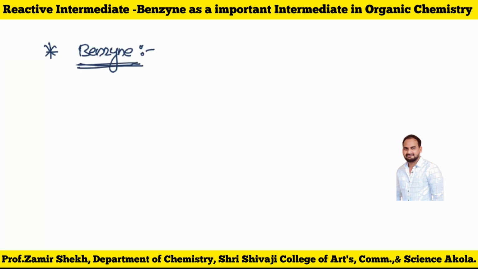Now benzyne is simply named as 1,2-didehydrobenzene. That means at the 1,2 position there is a removal of hydrogen. An example is this one. At the 1 and 2 specific positions we have only 4 hydrogens. The molecular formula of benzyne is C6H4 only. Look at this structure now. Here the 2 hydrogens are already removed from the 1,2 position.